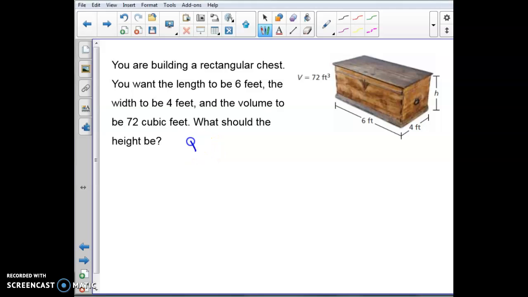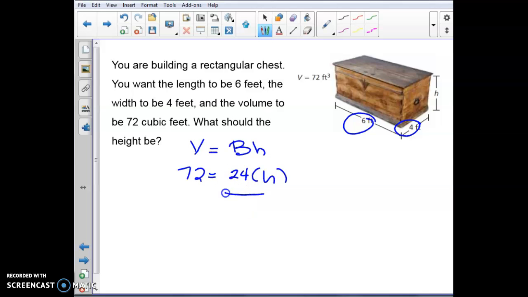Alright, so we know that the volume is base area times the prism height. So we already know the volume, which is 72. And then we find the base area. That's length times width for the base. So that's going to be 24. Now the height, we don't know. That's what we're looking for. So to find h, just divide both sides by 24. So h will be equal to 3. There you go.